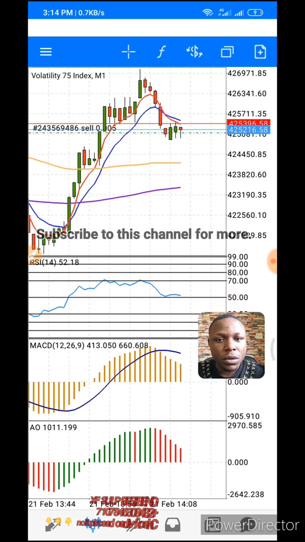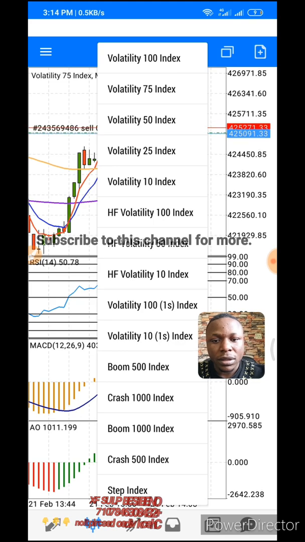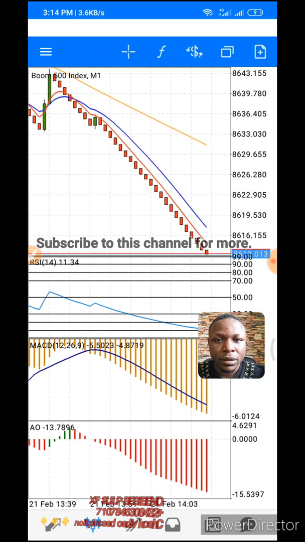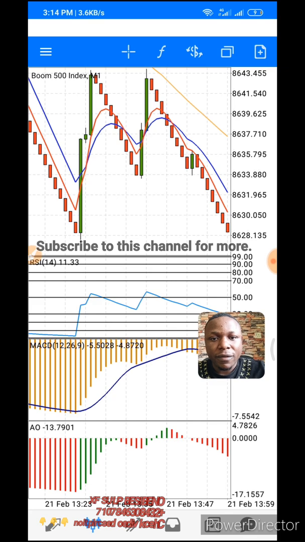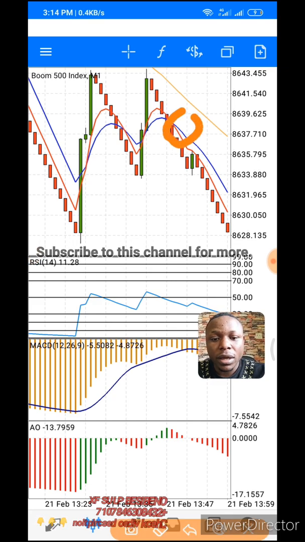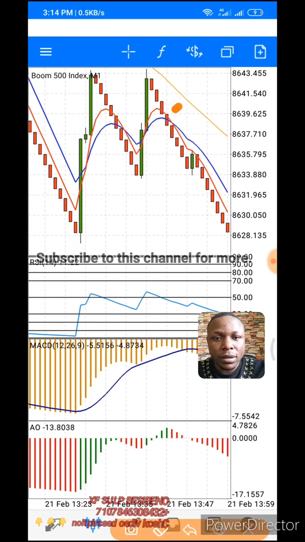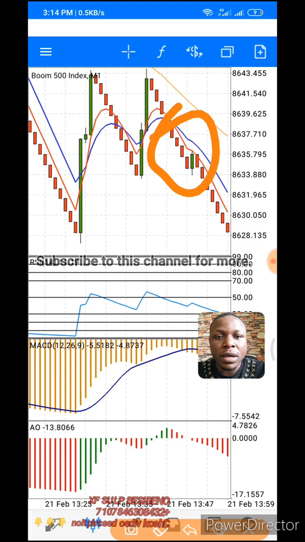So you can also use it for Boom and Crash. Let's go to Boom 500. See the EMA 5 and 10 cross there. So the principle for Boom and Crash: use it to take only 3 candles after the crossing and exit. You can use a bigger lot size to take it. After spotting that crossing, enter for 3 candles.